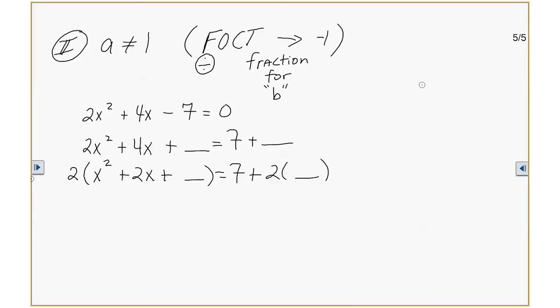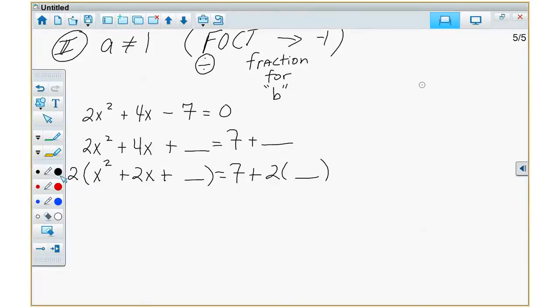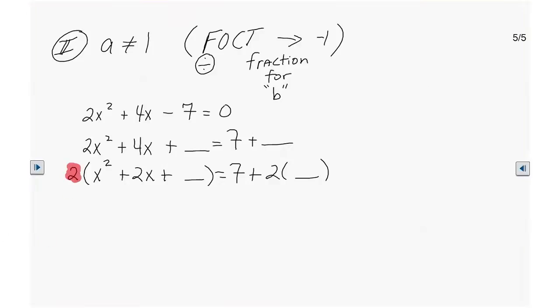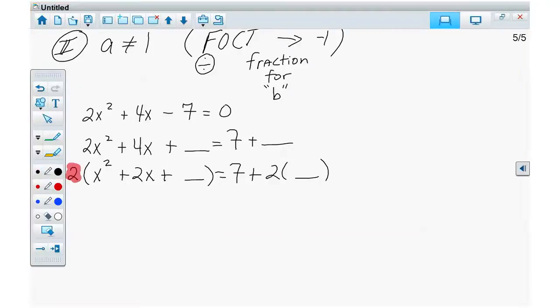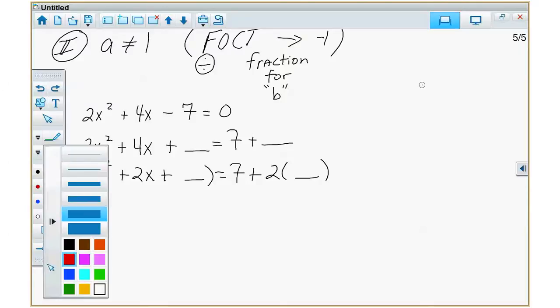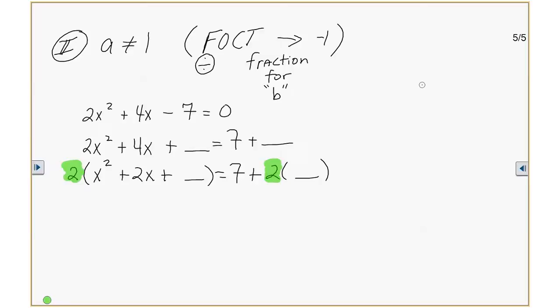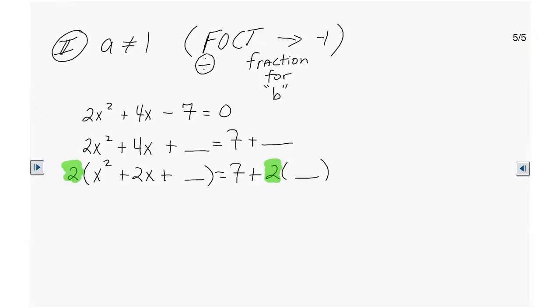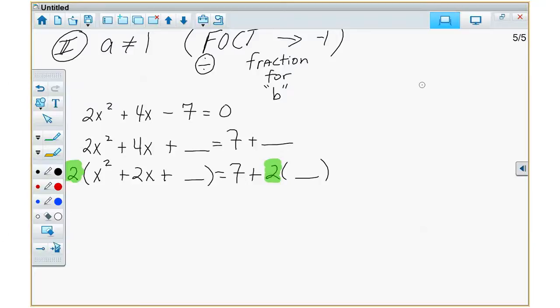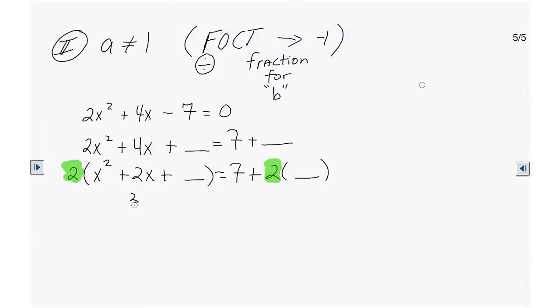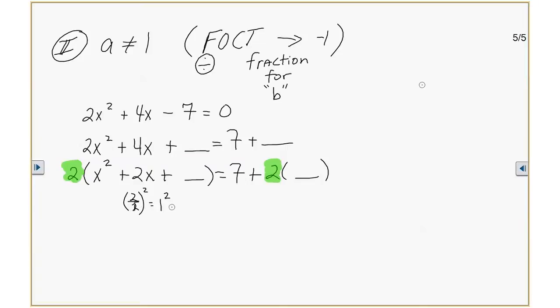And remember, whatever you factor out, let's not forget: whatever you factor out, you have to multiply by the right side 1. Now, what's 2 divided by 1? I'm sorry, 2 divided by 2. And 1 squared, I'll do that for you. 1. All right, finish it out.